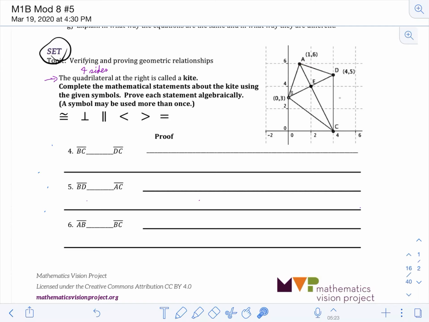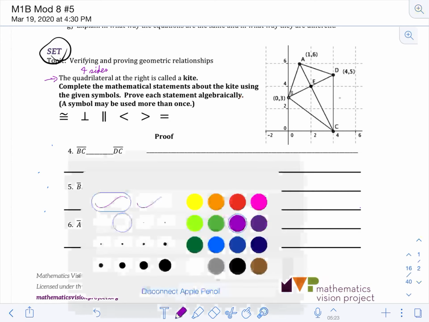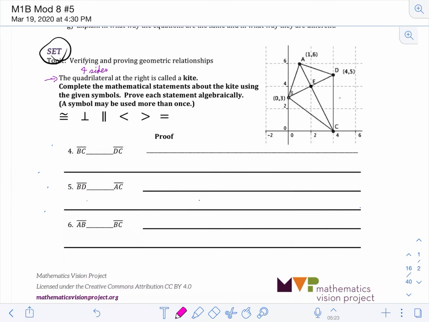Now, what we want to do is complete mathematical statements about the kite using the given symbols. We want to prove each statement algebraically. So, in other words, we want to do a proof. Now, these proofs aren't going to be too complicated. I hope you don't get scared. Proofs oftentimes are not very complicated, but they feel that way to new proof people.